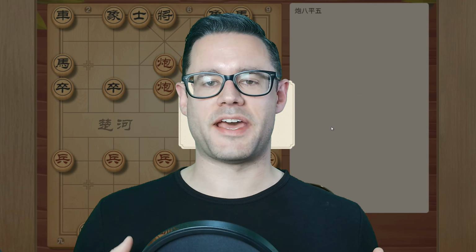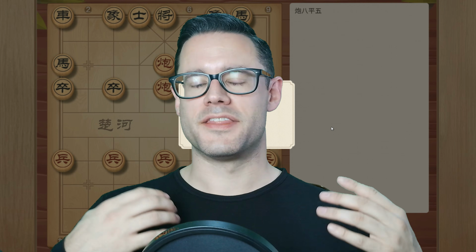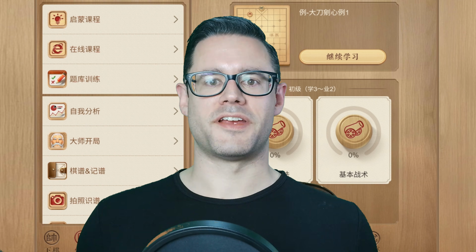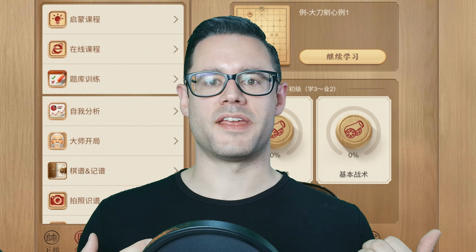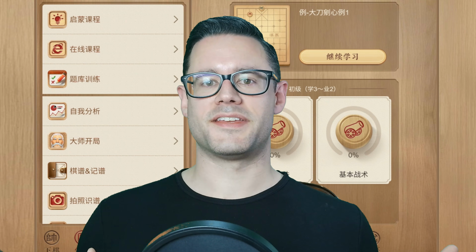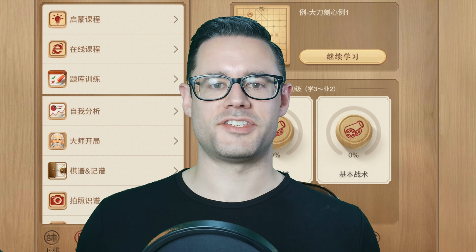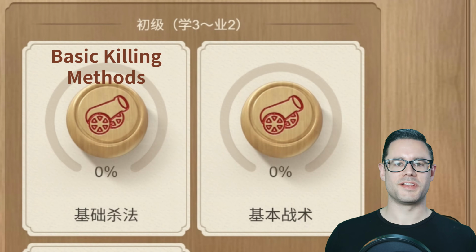And that concludes our introduction to how to play Chinese chess, how the board is laid out, how the pieces move, how they capture, the flying general rule, checkmates, and the notation. And that covers everything we need for students rank 1 and 2. Basic getting started, how to play Chinese chess. Next up for student level 3, we'll look at basic killing methods.